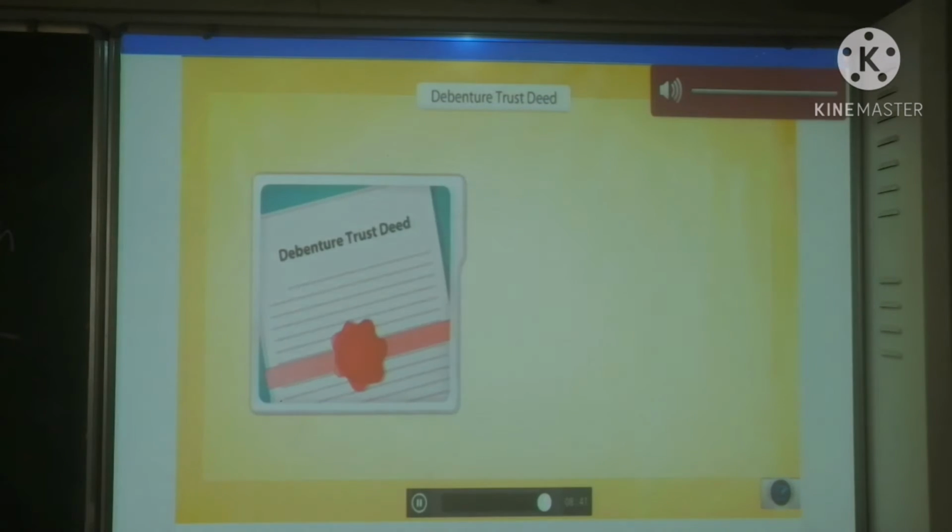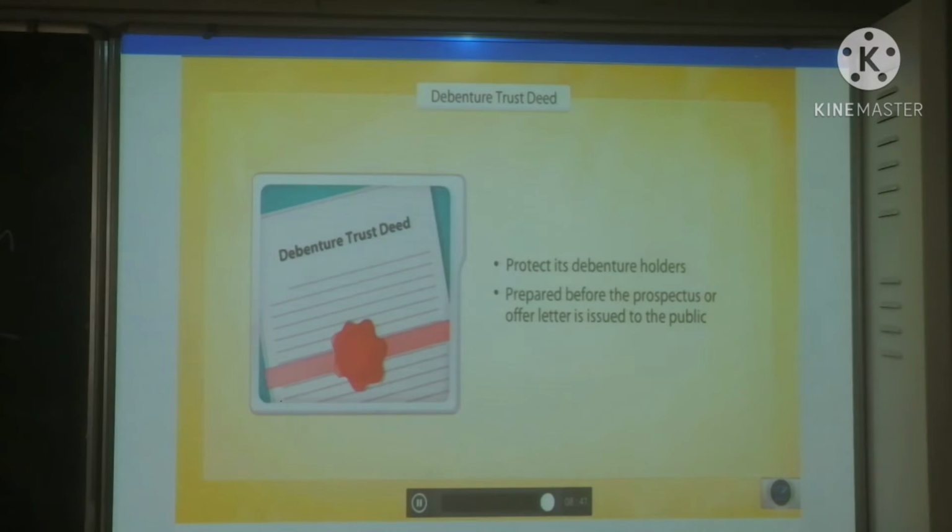The debenture trust deed is a document created by the company to protect its debenture holders. It is issued before the debentures are offered to them. This document is prepared before the prospectus or offer letter is issued to the public for the subscription of the debenture.